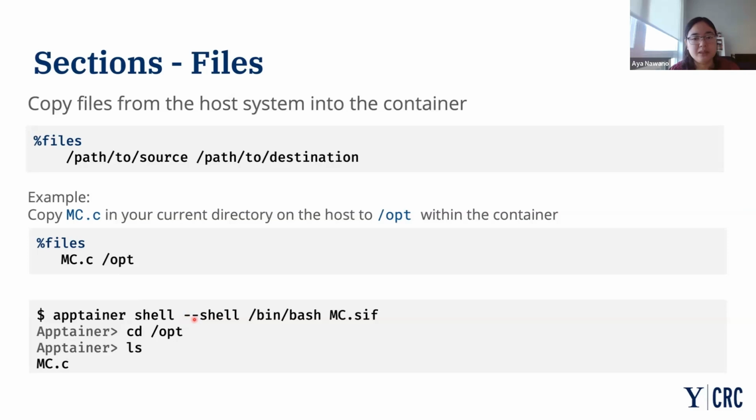Once the Apptainer image is built with mc.sif, I can also verify that mc.c is located in the /opt directory by opening up a shell and then cd to /opt and then do ls, and it shows mc.c.